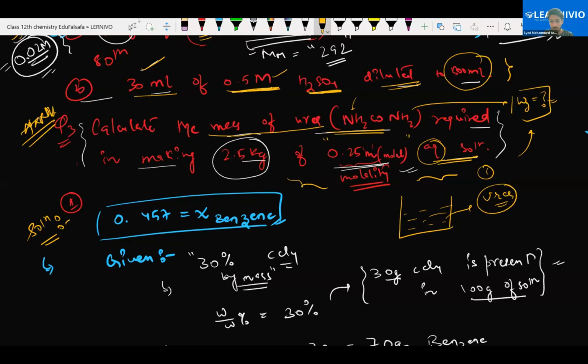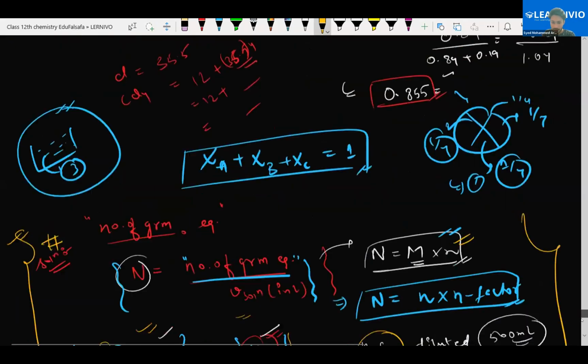Calculate the mass of urea required in making 2.5 kg of the solution. So the weight of the solution is also given to me. This is great.